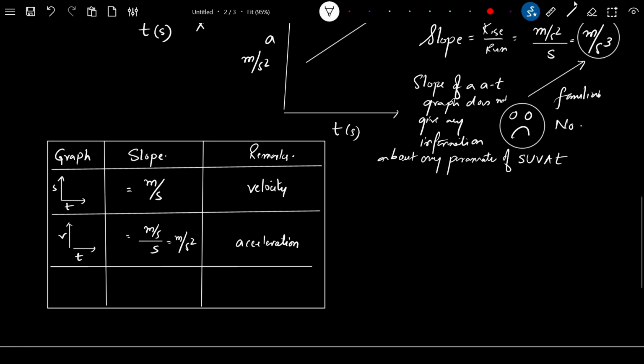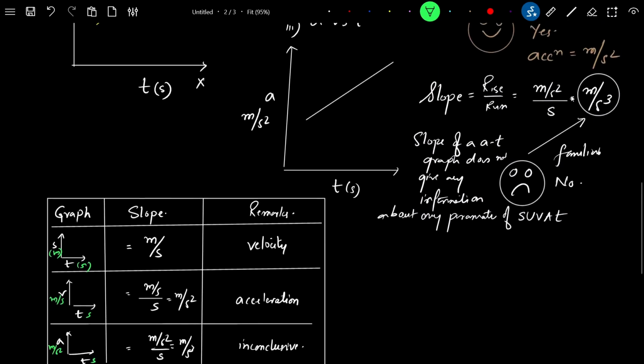And if we see the third graph, that is A versus T, the slope is meter per second square over second, which is meter per second cube. We'll say this is inconclusive from our understanding. And if you want, you can write the units also out here. This is meters, this is second, this is meter per second over second, this is meter per second square over second. So see how easy it becomes. Hope that makes your understanding clear.